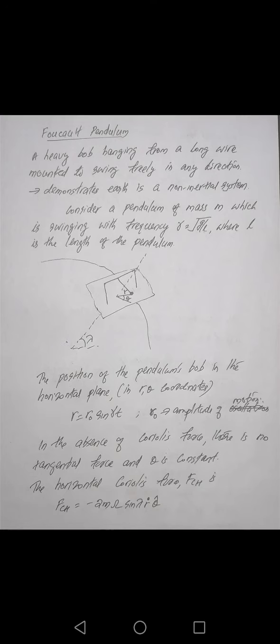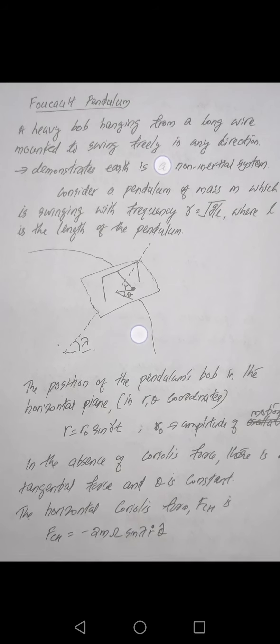Okay, let us understand what is Foucault pendulum. Foucault pendulum is a heavy bob hanging from a long wire mounted to swing very freely in any direction. The Foucault pendulum is used to demonstrate our Earth is a non-inertial system. Okay, let us understand its motion.